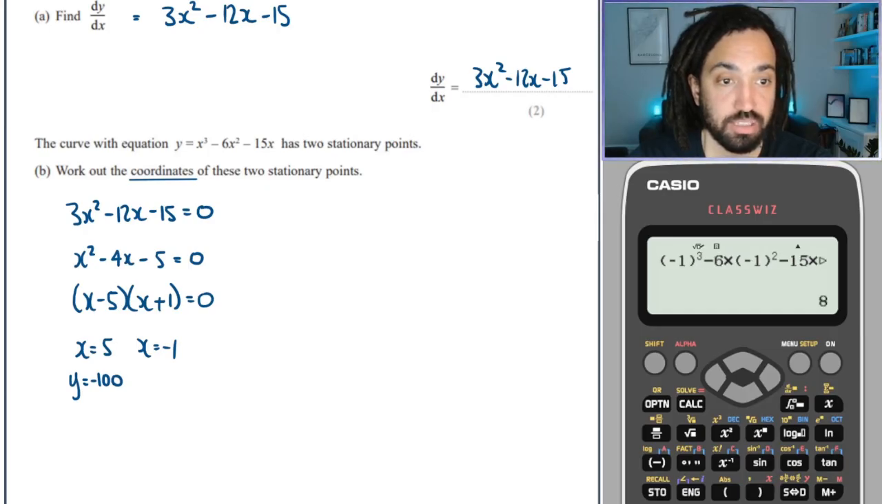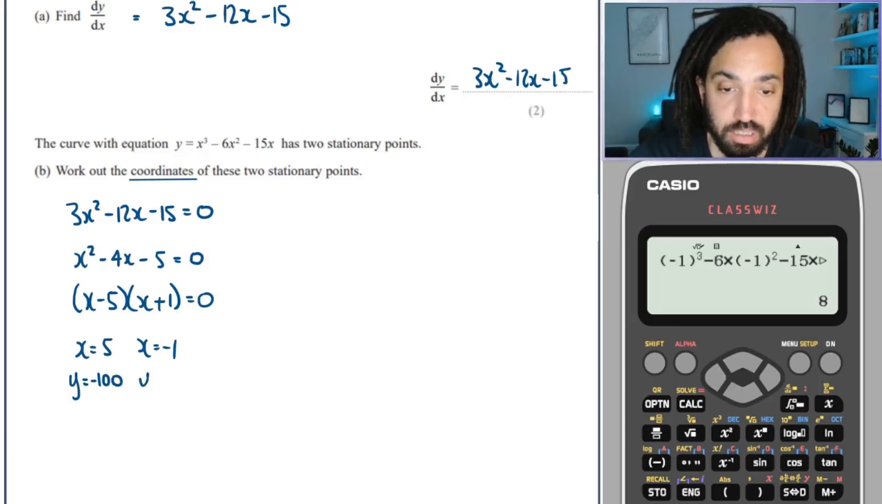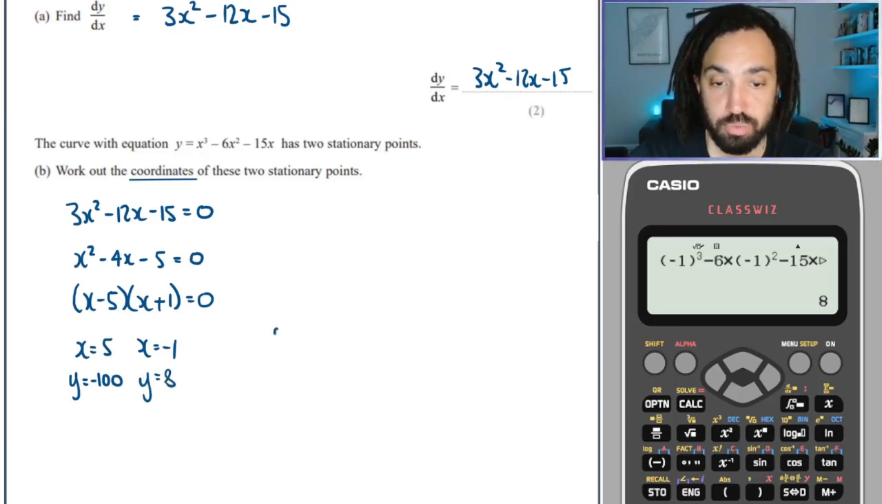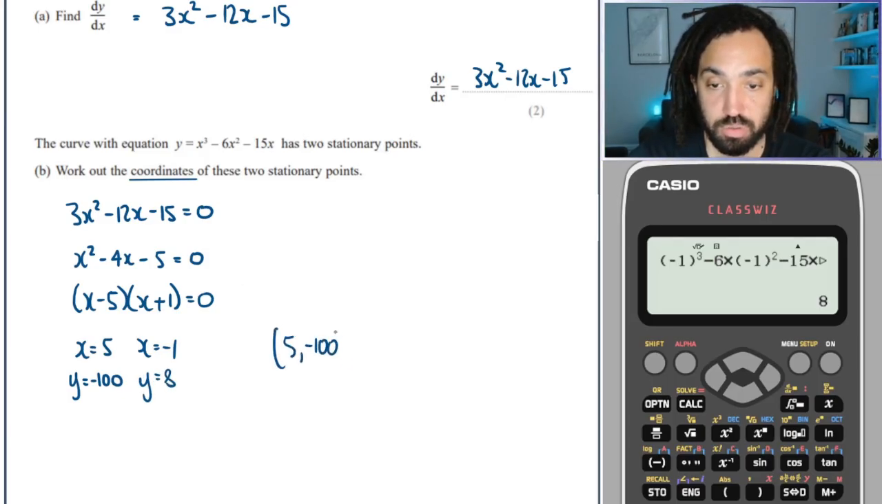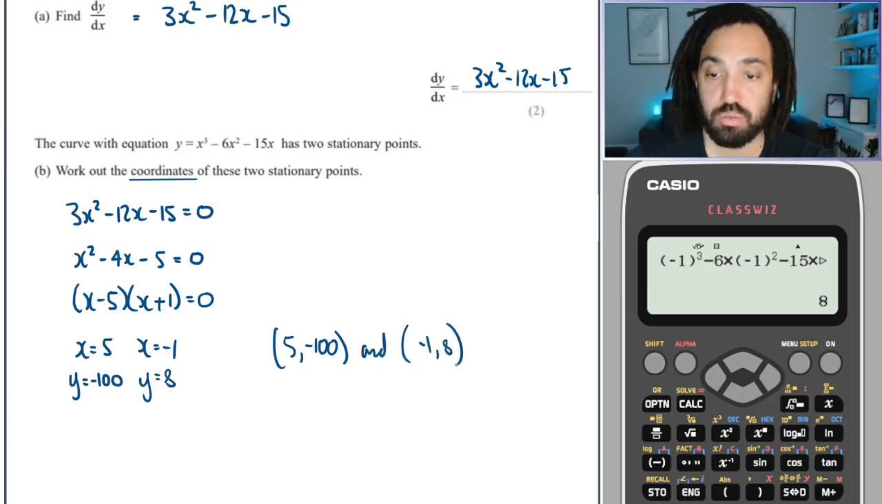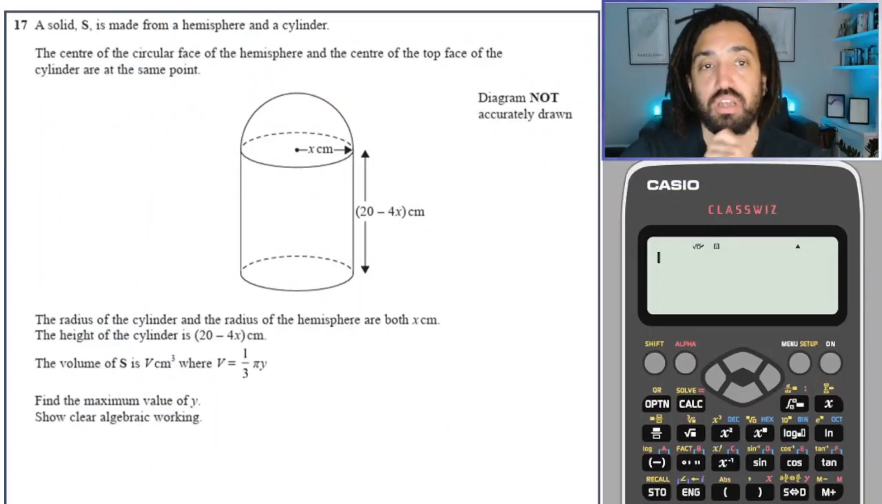Okay, and that gives me an answer of 8. Lovely. So y equals 8. So we have the coordinates, because it doesn't ask for a coordinate pair, so let's just write them out as coordinates. Voila. Beautiful.